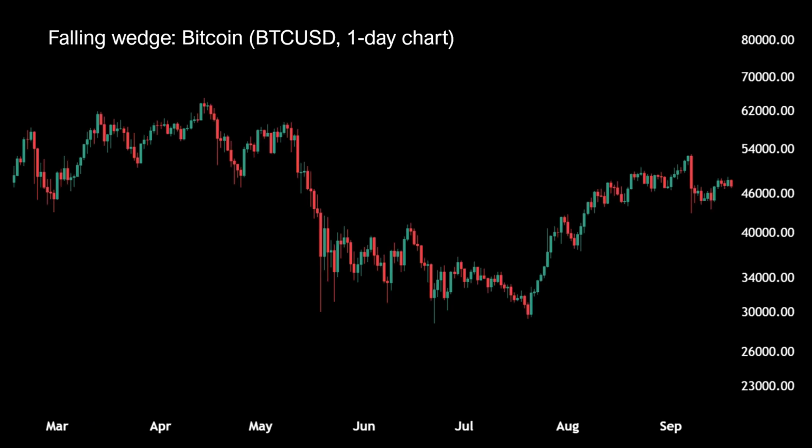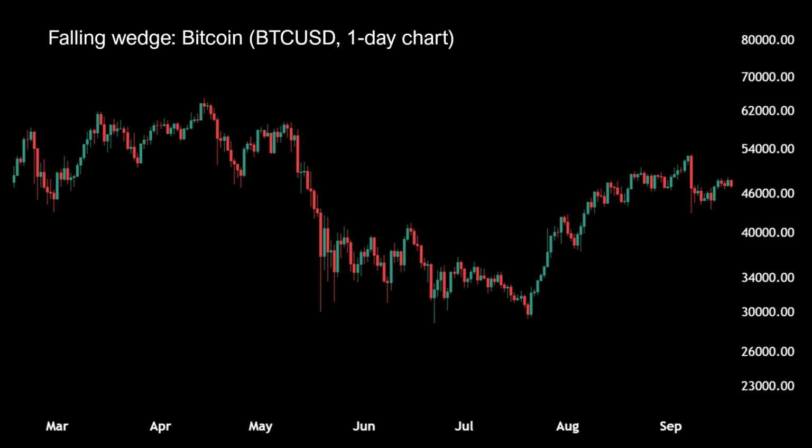Let's begin with the falling wedge. Now, more often than not, these patterns tend to break to the upside. So here's a blank one-day chart of Bitcoin when it bottomed in July of 2021, after a pretty big move to the downside earlier on in the year.